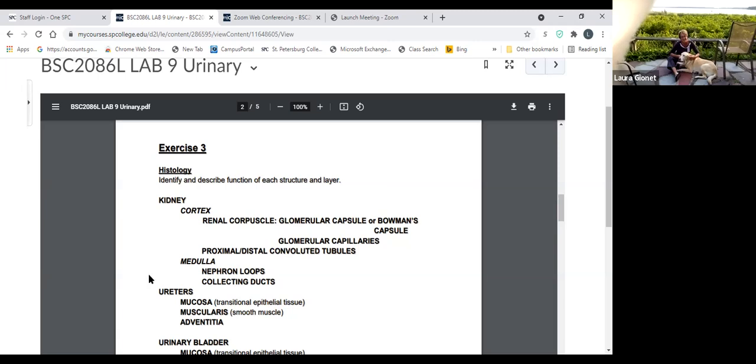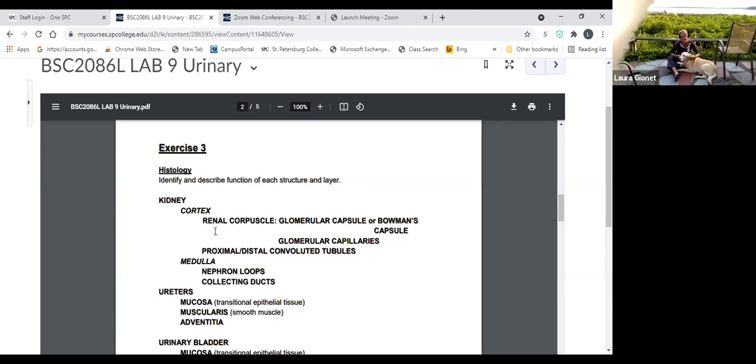Okay, so back to the histology. You should be able to identify the regions of the cortex and the medulla by looking at the histology. And you do that by identifying renal corpuscles, because where you see renal corpuscles, you know you're in the cortex.